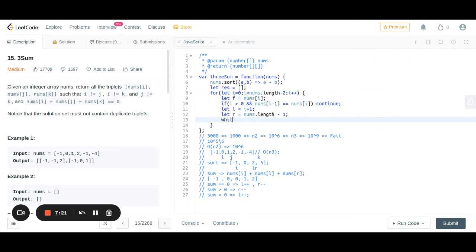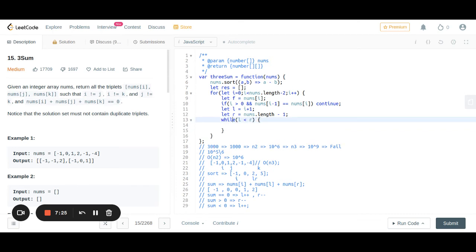Now consider a while loop. While left is less than right. We cannot use equals, because there would be only one number if we do equals to. So left should be less than right. If they cross the boundary, if right is less than left, then they have already crossed all the limits.